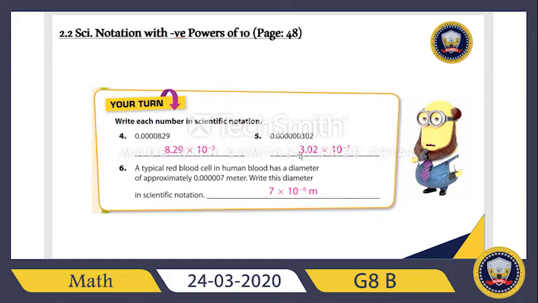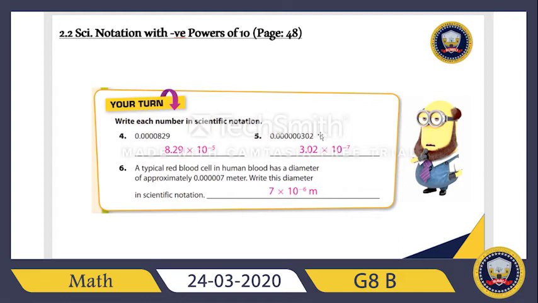Let's look at this number. It is 0.302, less than 1, so my decimal point will be moved to the right until 3.02, that is a number between 1 and 10, times 10 to the power of minus 7, which is how many times I moved my decimal point.